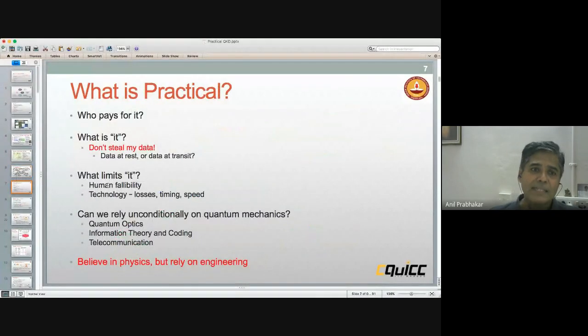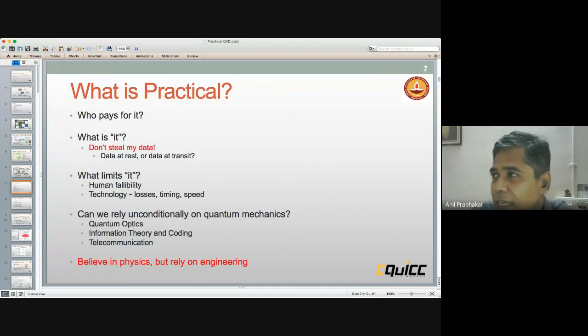So what is practical? That was part of the title of the talk, right? The first question about practicality is who pays for it, right? And what is this it? It is your data, right? And there are 2 ways of stealing data. You can steal it while it is at rest, or you can steal it while it is in transit. So quantum communications is trying to protect data in transit.